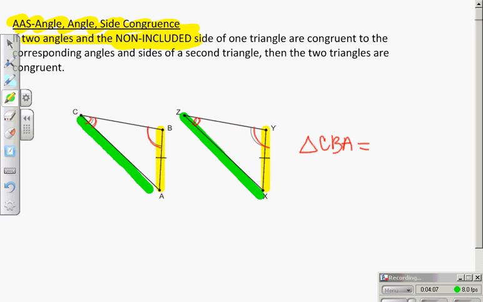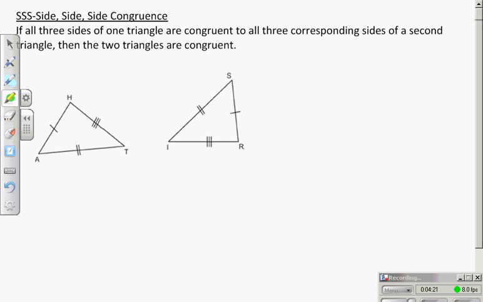And just for practice, our congruence statement would be CBA. Go ahead, do the first one in whatever order you want, then take your time matching up the second one. C has 2 hash marks, so does D. B has 1 hash mark, so does Y. A has none, and there is X.